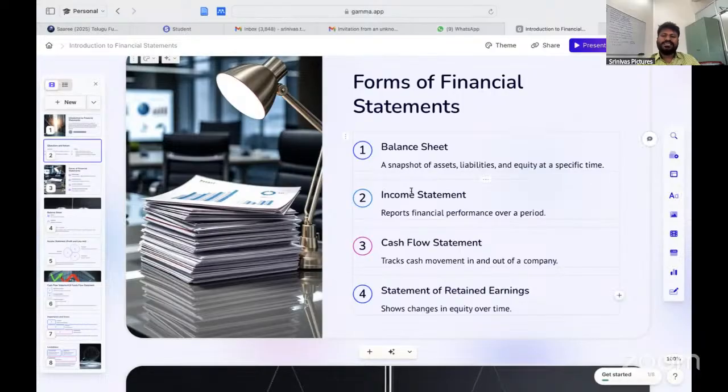For the balance sheet, we are going to analyze two types of analysis, that is the comparative analysis of the balance sheet and the common size analysis of the balance sheet. What is the meaning of comparative? What is the meaning of common size? Comparative analysis talks about comparing one year's statement to another year's statement.